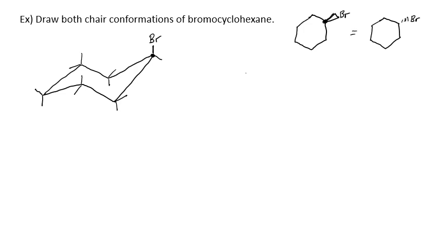Now, it's not that a wedge means axial. The wedge simply tells me that the bromine is projecting out of the plane of the board and is on the top face of the ring. So I'm choosing the top face to put my bromine. Now to draw my ring flip, draw the flipped version. Let's put in our substituents.